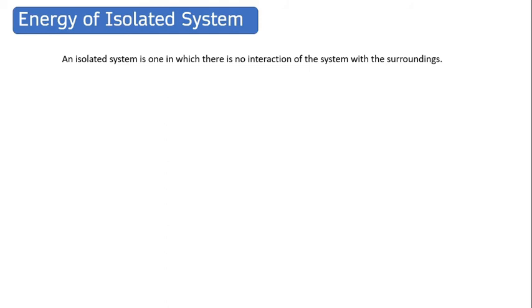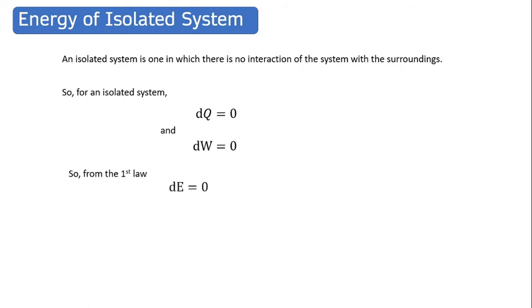Now, what is the energy of an isolated system? Let's first know what an isolated system is. An isolated system is one in which there is no interaction of the system with the surroundings by means of heat transfer and work transfer. So for an isolated system we can write that dq, the amount of heat transfer, is 0, and also the amount of work transfer is 0. From the first law, for any isolated system we can write that dE equals 0. So we can say that the energy, or the internal energy, of an isolated system is constant.